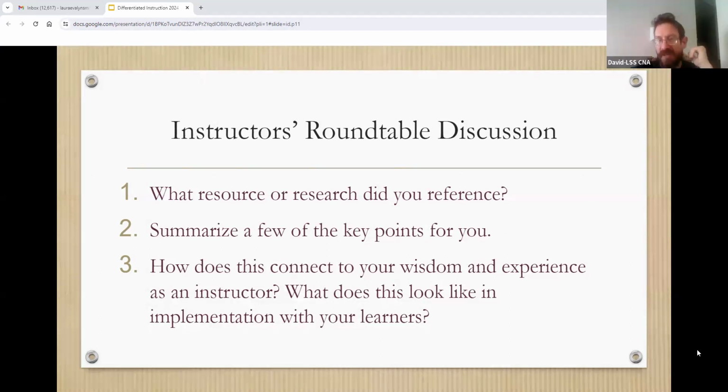I'll add one thought. I think it was either adapting materials for mixed abilities or ideas for multi-level classes. One of those articles mentioned adapting to different learning styles, and that for some students, silence and listening is their learning style to begin with.